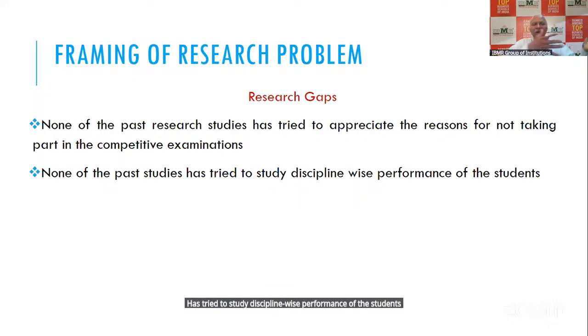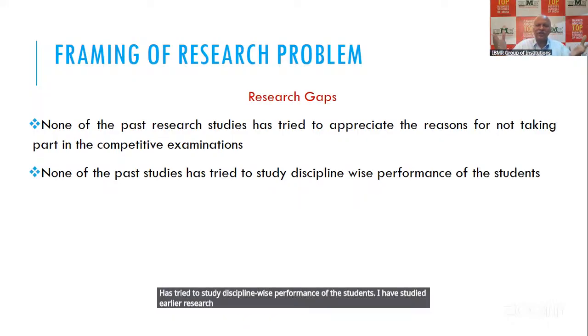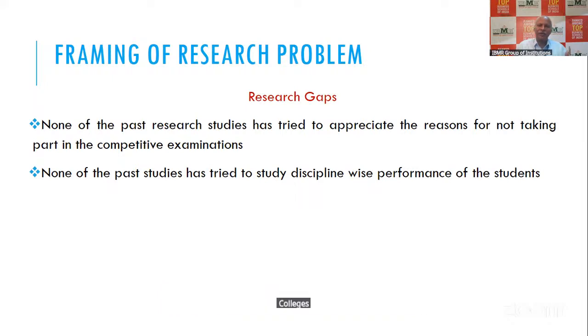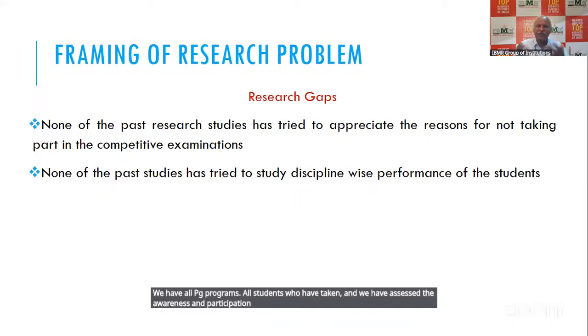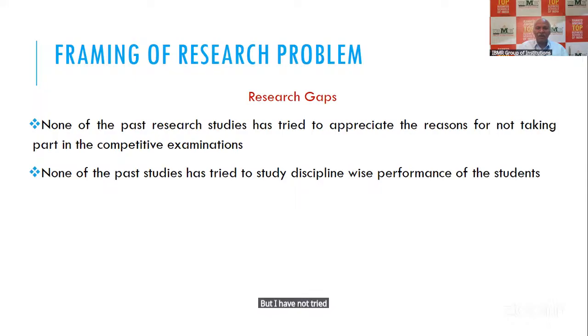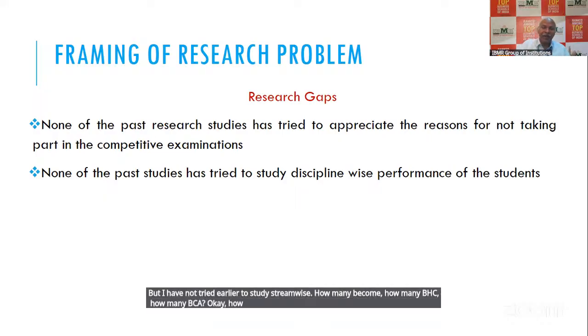I have studied earlier research, so many researches. What did they study? In totality. For example, in IBMR colleges, we have all PG and UG programs. All students were taken and they assessed the awareness and participation of students in civil service examination. But I have not tried earlier to study stream-wise: how many BCom, how many BSc, how many BCA, how many BA, how many MBA students. Stream-wise I have not done.